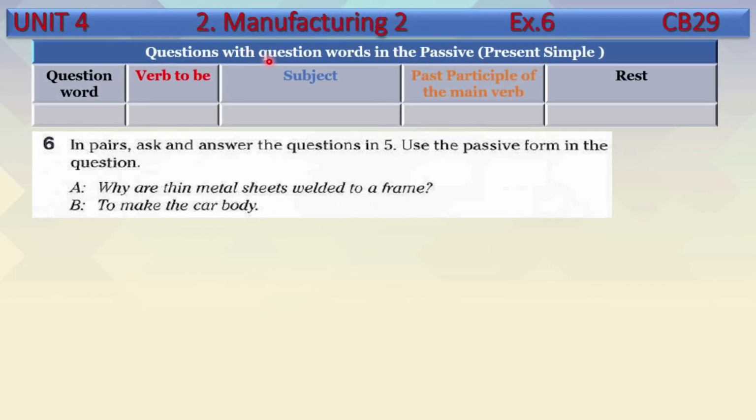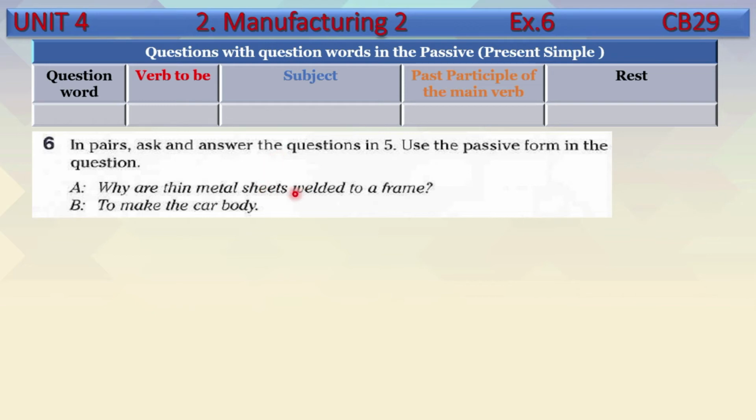Form questions with question words in the passive. Of course, we're talking about the present simple. First, we need the question word. 2, the verb to be. 3, the subject. 4, the past participle of the main verb.